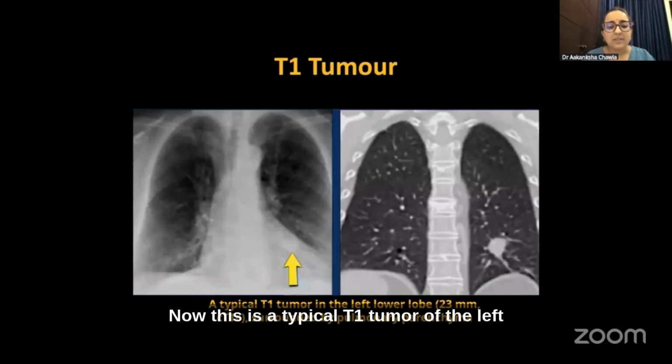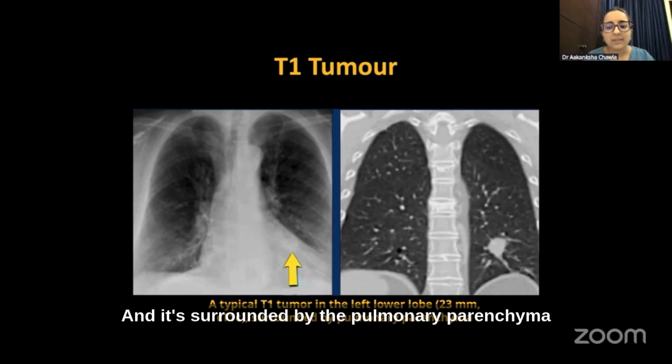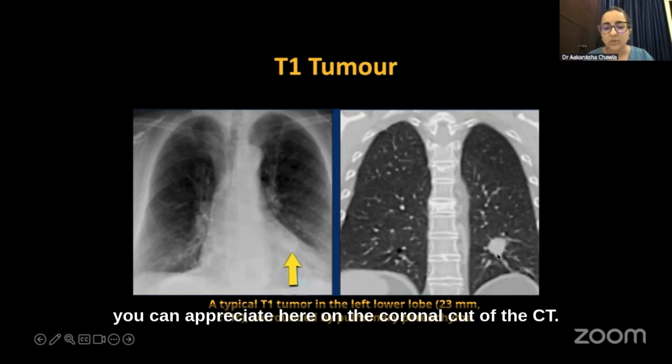Now, this is a typical T1 tumor of the left lower lobe, 23 mm, which is basically T1C, and is surrounded by the pulmonary parenchyma, as you can appreciate here on the coronal cut of the CT.